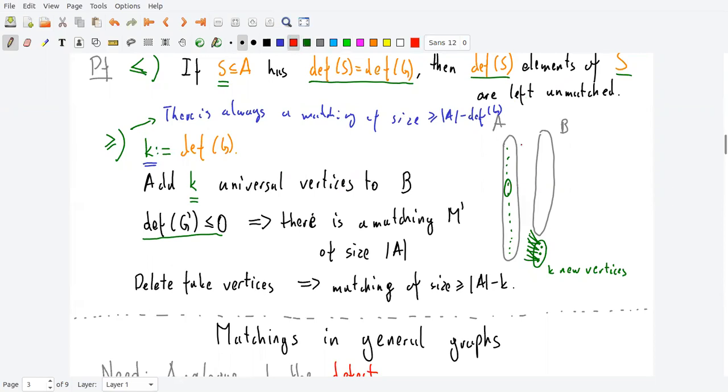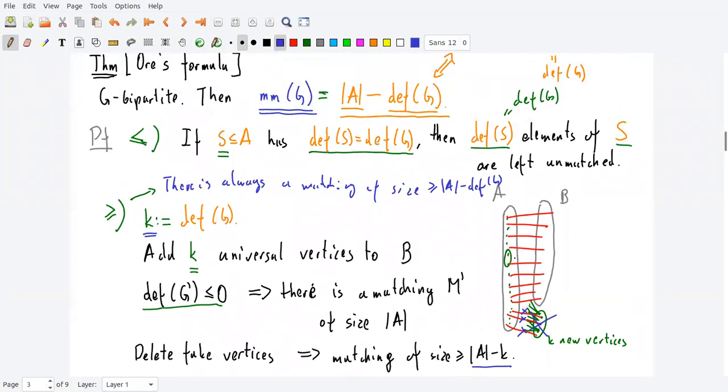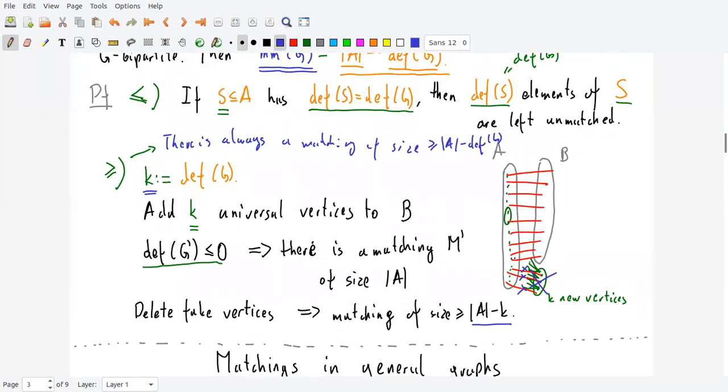So now I can use Hall's theorem, because I know that the defects are non-positive, to say that there is a matching here that saturates the side A. Everybody in A is matched. Now we can just remove those fake vertices that we added. Removal of those fake vertices also removes all the edges from the matching that were incident to them. But what we are left with is a matching of size at least the size of A minus K, because only K edges of the matching could be dropped. Good, so this is Ore's formula, and this tells us exactly how many vertices we can match in a bipartite graph.